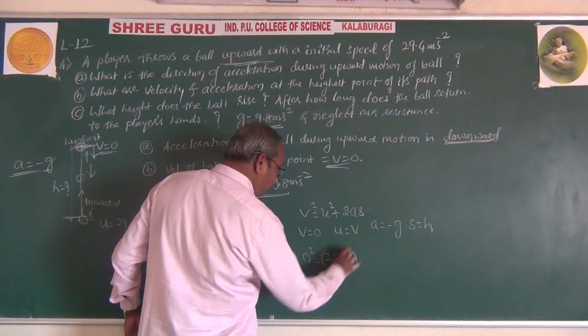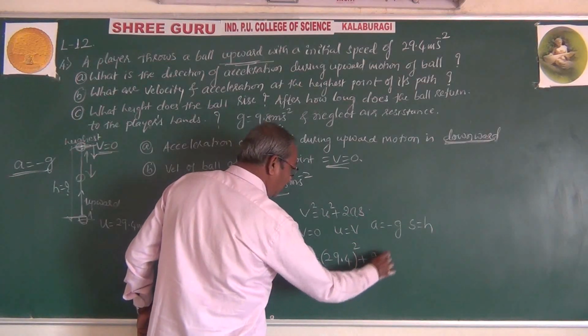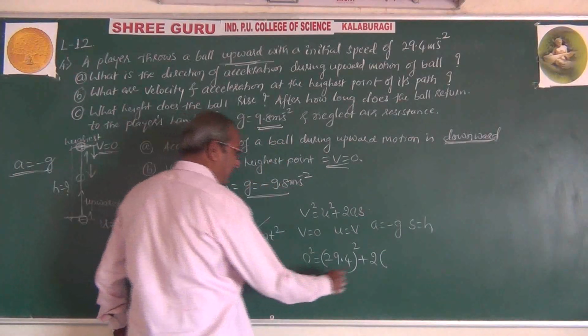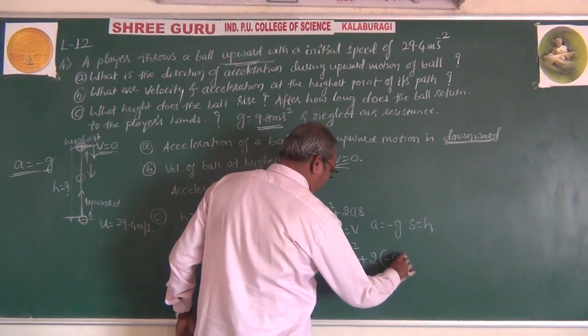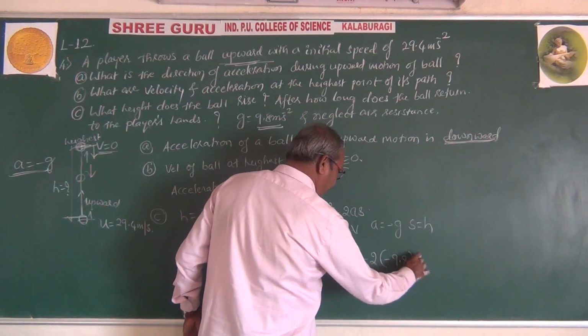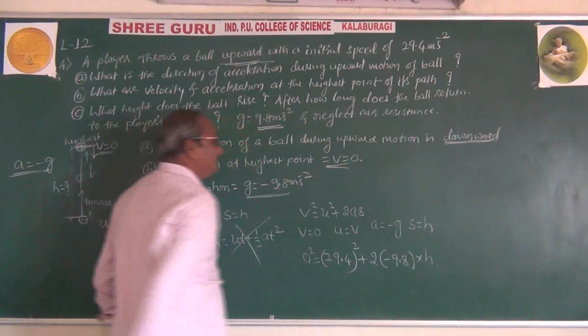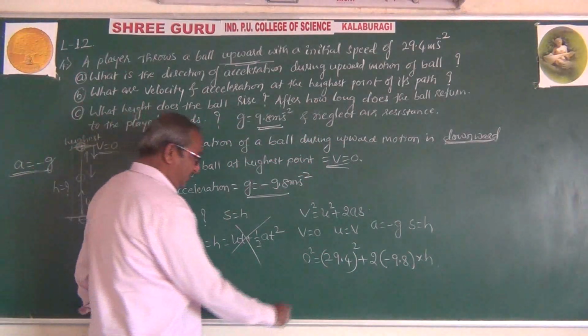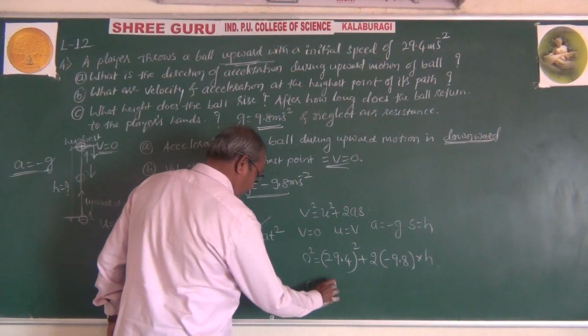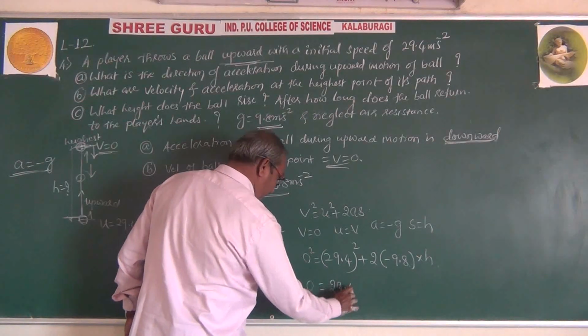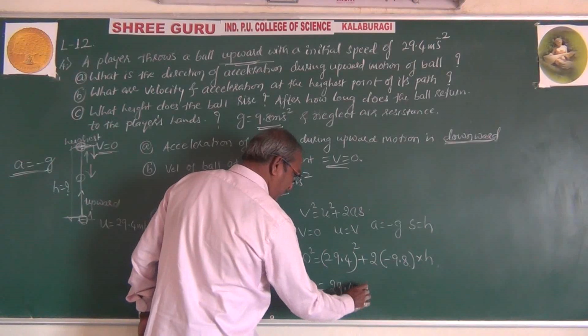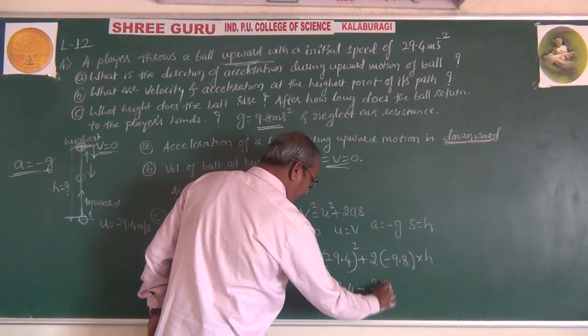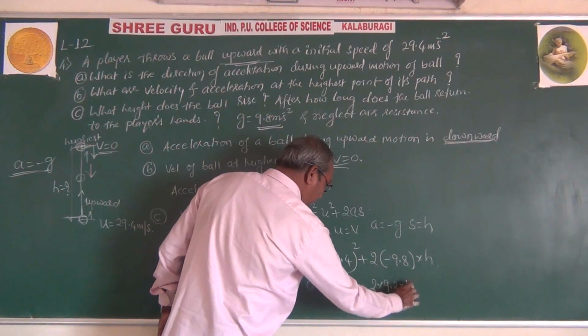29.4 square plus 2 a s, where a is minus g, and g is 9.8 into h. This is what one of the answers is. Now by simplification, this is 0 equal to 29.4 square minus 2 into 9.8 into h.